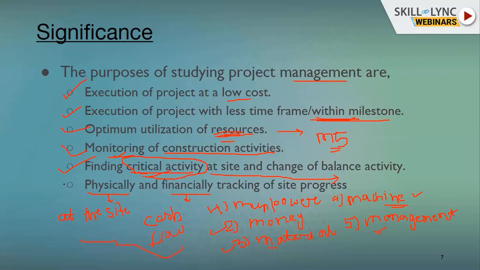This is a very important part actually, because being a good manager or a good engineer at the site, if I have the authority to control the project, I should have proper in-depth knowledge of physical and financial tracking. No need to worry, I am here to teach you about those aspects. I will explain in detail the financial monitoring of the activity and the physical monitoring of the activity at the site.